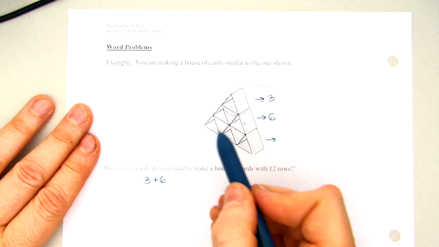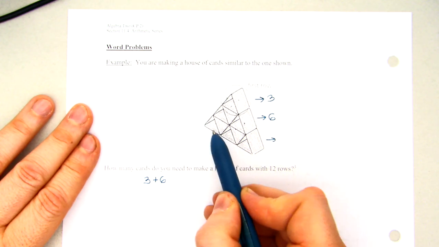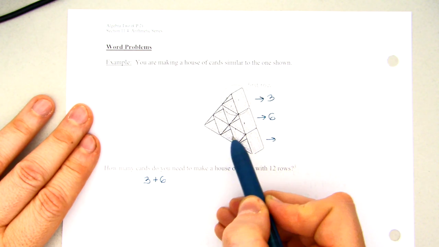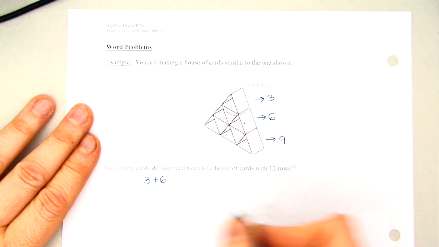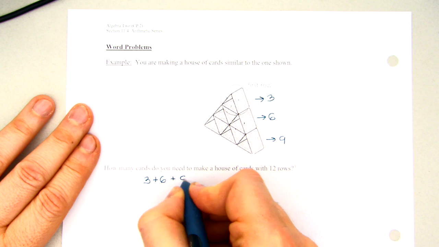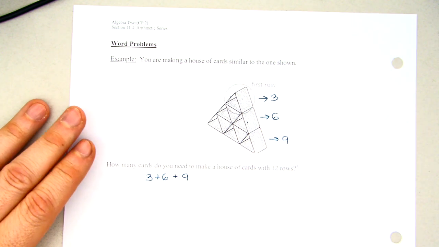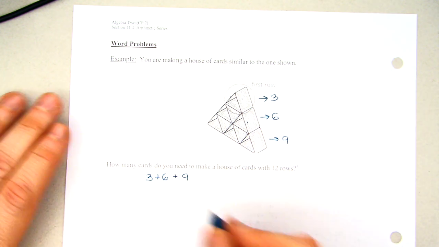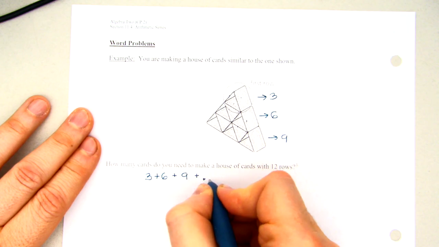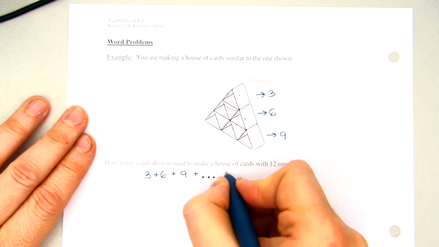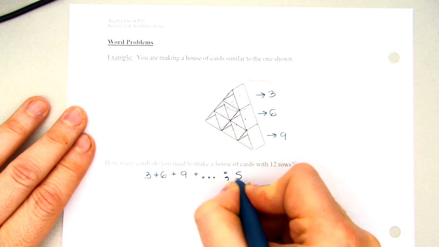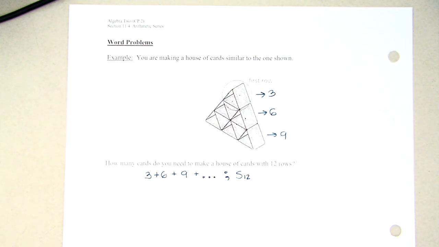In your third row, it looks like there's 1, 2, 3, 4, 5, 6, 7, 8, 9 more cards. So by the time you get to your third row, there will be a total of 3 plus 6 plus 9 cards. Now, if I want to go down to 12 rows, this is like saying 3 plus 6 plus 9 plus dot, dot, dot, find S sub 12.